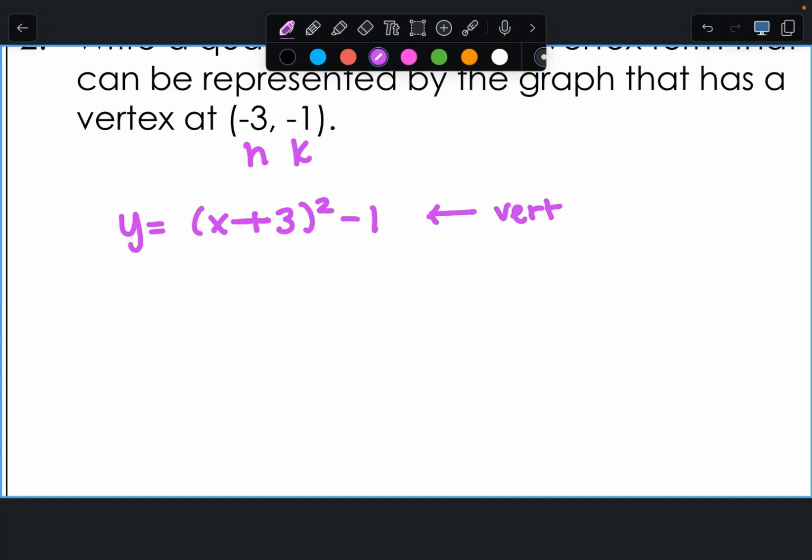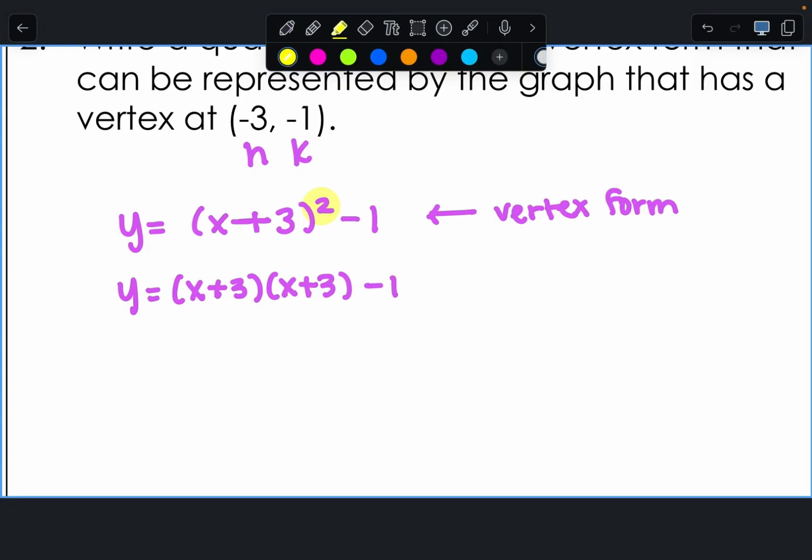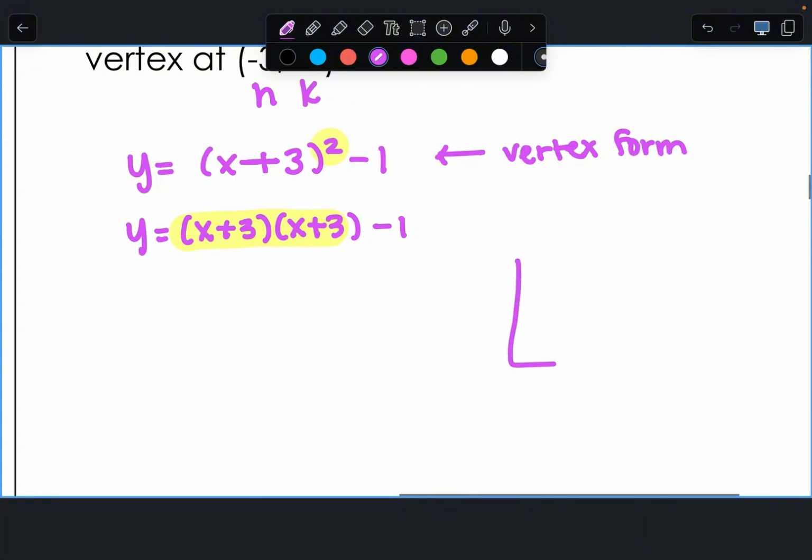Okay, this is your equation written in vertex form. Now you're still going to take the same first step. The very first step is to do what with this squared? You gotta turn it into two different things. And now, what do you do with those two different things? Box or foil. So go ahead and do box or foil.